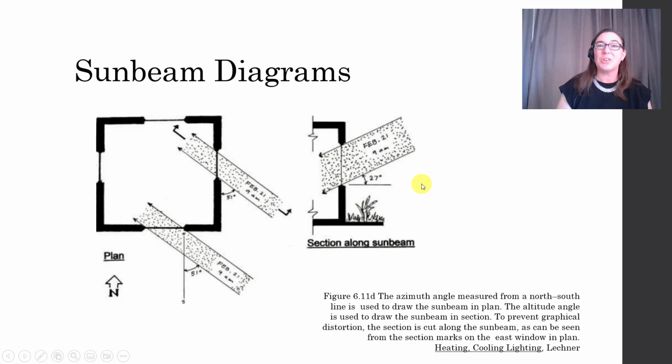Taking a look at our building in section, now we're interested in the altitude or elevation angle. So notice that it's a different angle. And we're going to come in and see where our sunbeam is going to penetrate in our building from here to here.